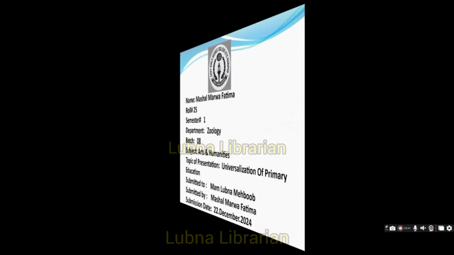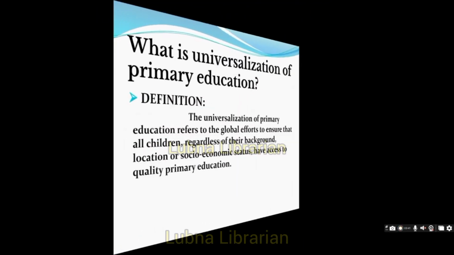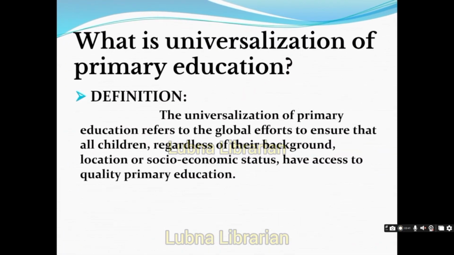Universalization of Primary Education. What is universalization of primary education? Definition: The universalization of primary education refers to the global efforts to ensure that all children, regardless of their background, location, or socioeconomic status, have access to quality primary education.